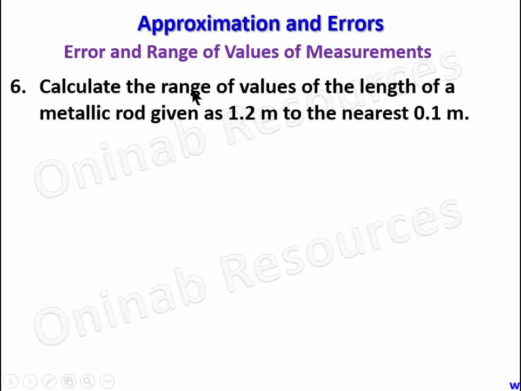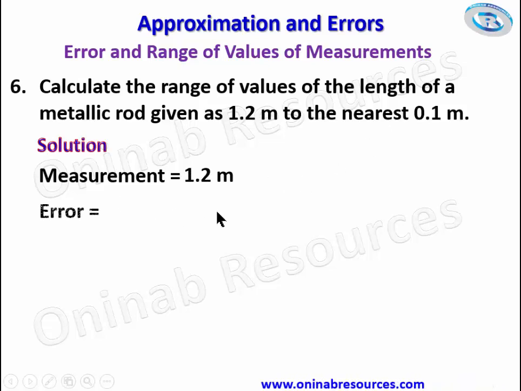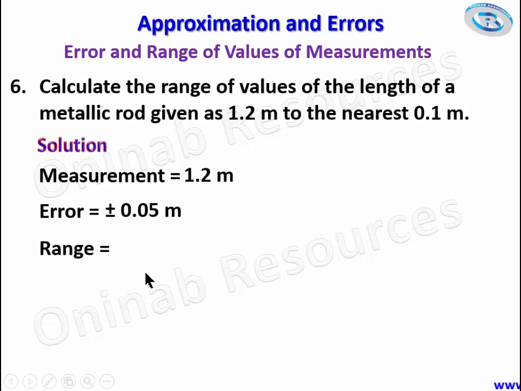For problem 6, calculate the range of values of the length of a metallic rod given as 1.2 meters to the nearest 0.1 meters. So since the approximation is to the nearest 0.1 meters, our error is going to be this 0.1 divided by 2. So in our solution, we are going to have our measurement to be 1.2 meters, and our error, we have said that it is going to be 0.1 meters divided by 2, which is going to give us 0.05 meters to be added and then subtracted from the measurement to give us our range of values.